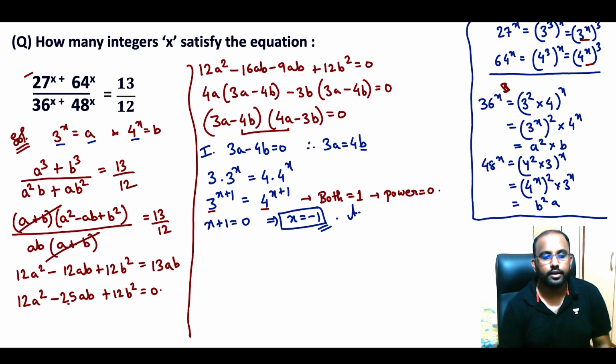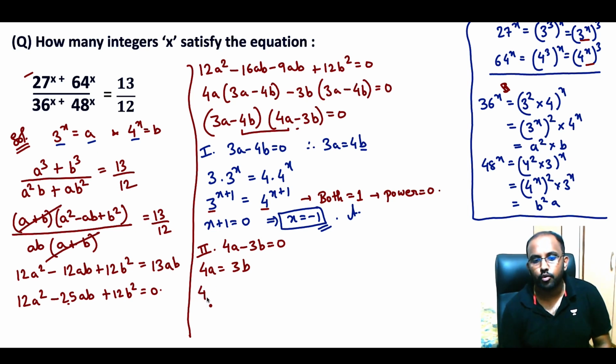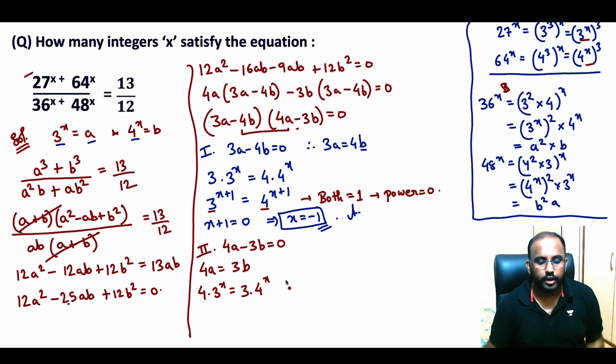Now let's look at the second case also, guys. In second case, if I see, so I'll take now 4a minus 3b as 0. So 4a minus 3b is 0. So in that case 4a equal to 3b. Now I'll just put the values of a and b here. So 4 into 3 raised to x is equal to 3 into what is b? b is 4 raised to x. Okay. So 4 into 3 raised to x is equal to 3 into 4 raised to x.